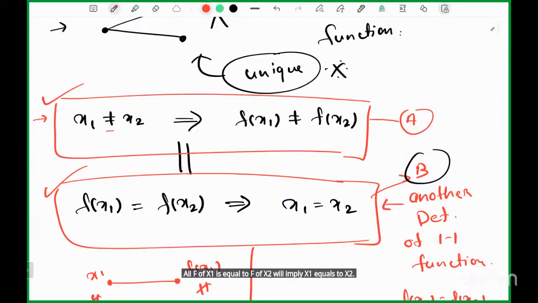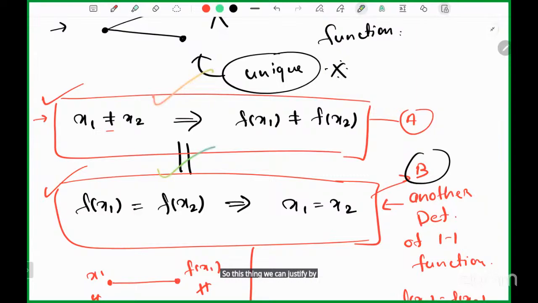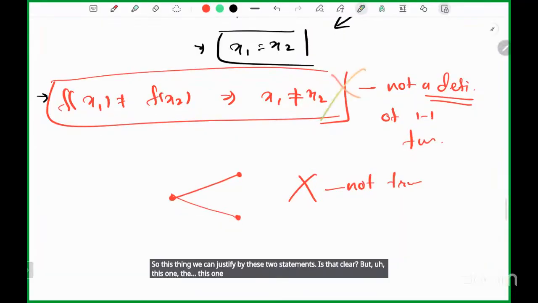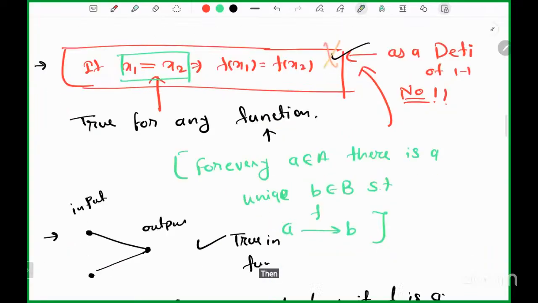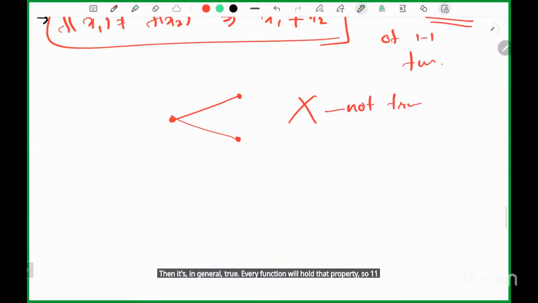So the main concept is that for a single output you should get a single input. This 1-1 means for one input you have only one output. We can justify this by these two statements. Is that clear? Yes, ma'am. But this one you cannot consider because it's in general true for any function. If you consider a function, then it's in general true. Every function will hold that property. So 1-1 is not a special thing then.